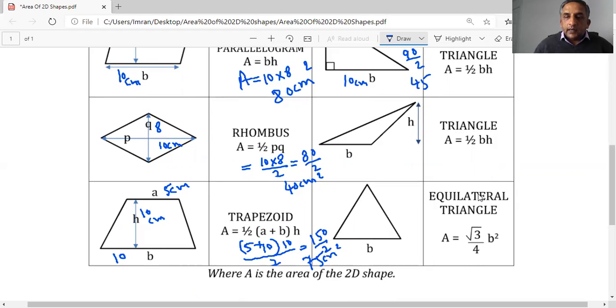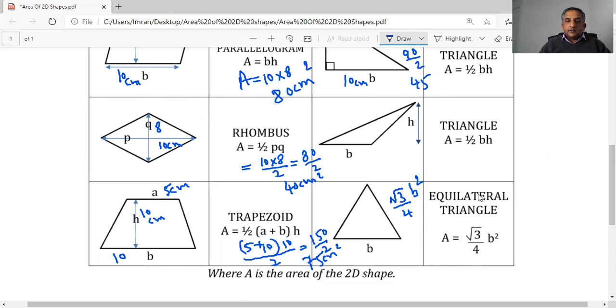Now the next one is equilateral triangle. The formula for this one is root 3 b square divided by 4. It looks a bit confusing, but this is the formula to find the area of the equilateral triangle. And remember, an equilateral triangle is a triangle where all the sides have the same length and same angles, right? So basically, the formula is square root of 3 over 4 times b square.